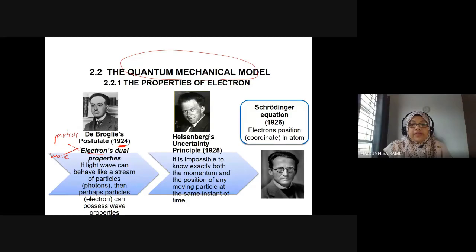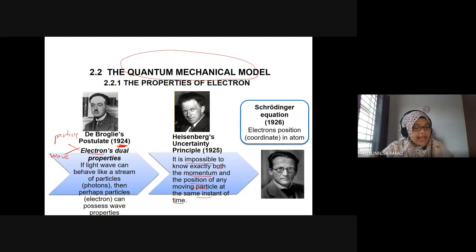And then, a year after that, Heisenberg came out with the uncertainty principle, which mentions that it is impossible to know exactly both the momentum and position of a moving particle at the same instant. It is very difficult to study a very tiny electron, to study its momentum and position, when that electron is moving around. It does not stop, it keeps moving. So it is impossible to know the exact momentum and location.